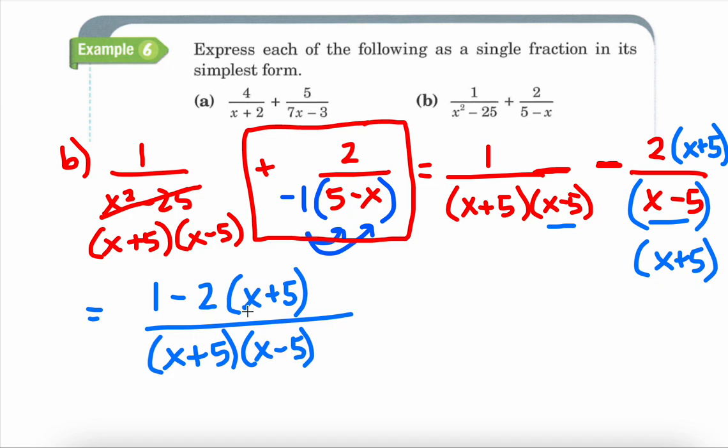Now, you probably are going to be like, ooh, I can now cancel these two x plus 5s out. No, you cannot, because there's a subtraction here. And remember, we can only cancel them out if they're just related through multiplication. Okay, so resist that urge. What I can do is perform this distribution. So I end up with 1 minus 2x. Negative 2 times 5 is negative 10, minus 10.